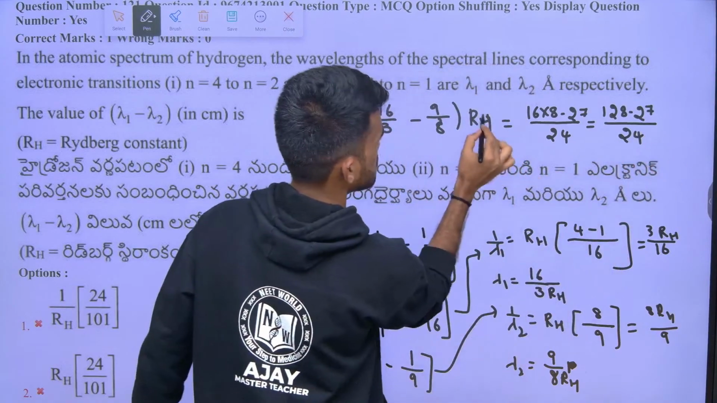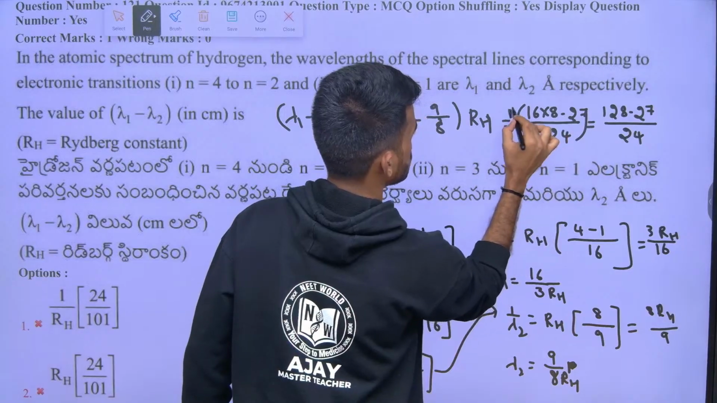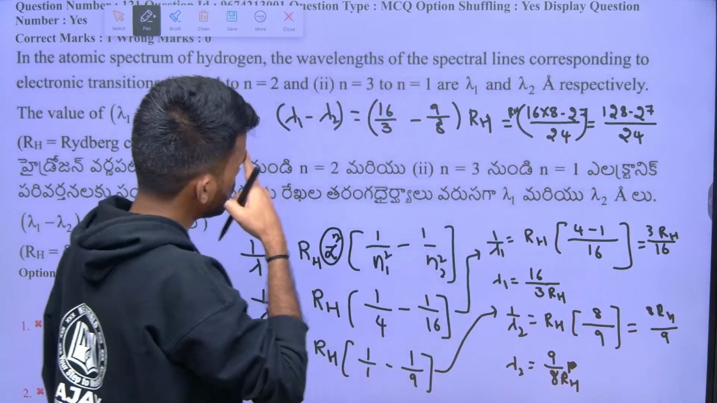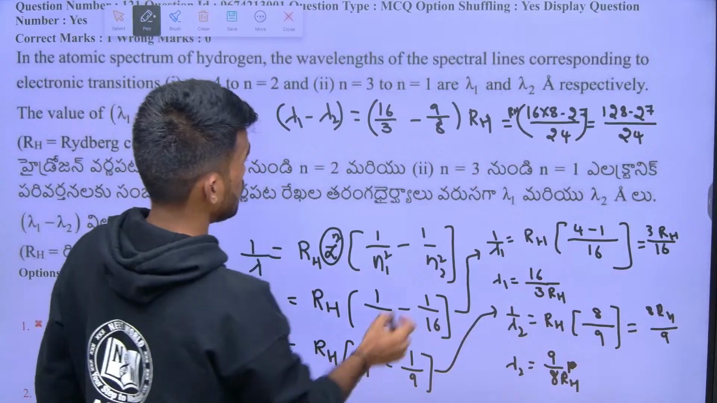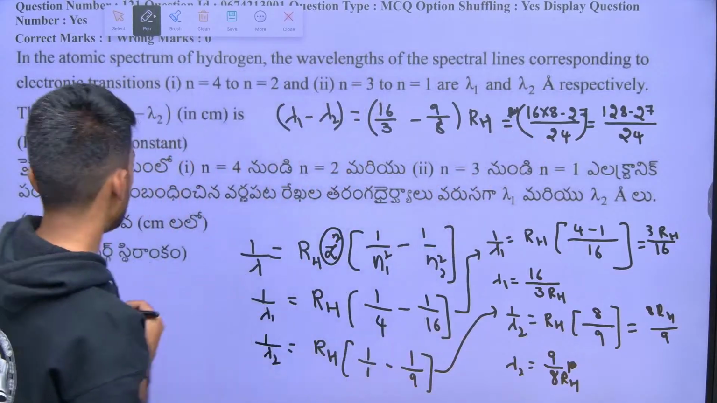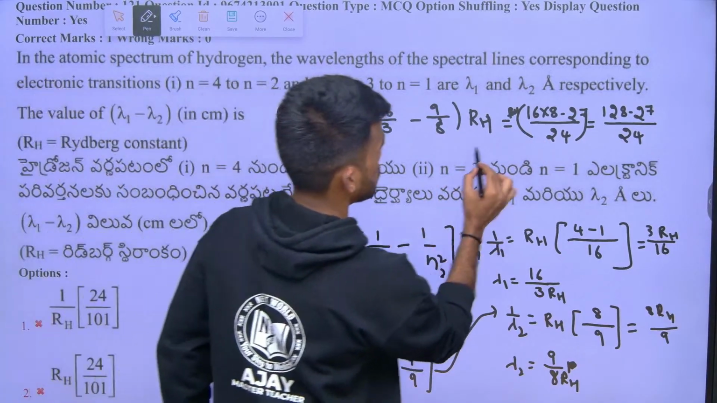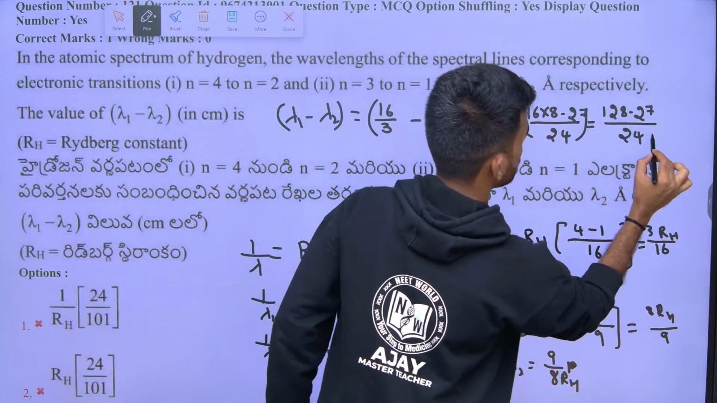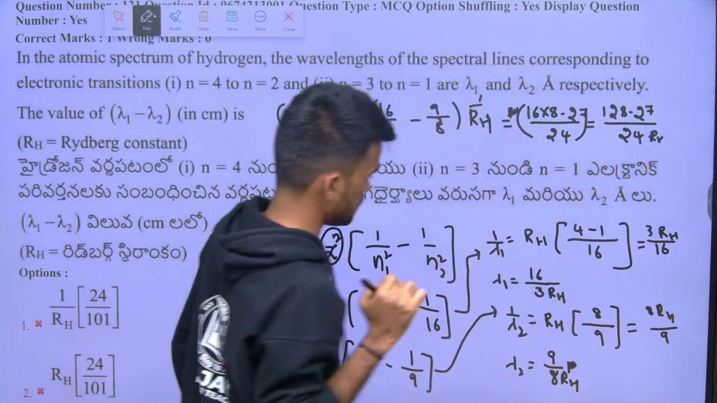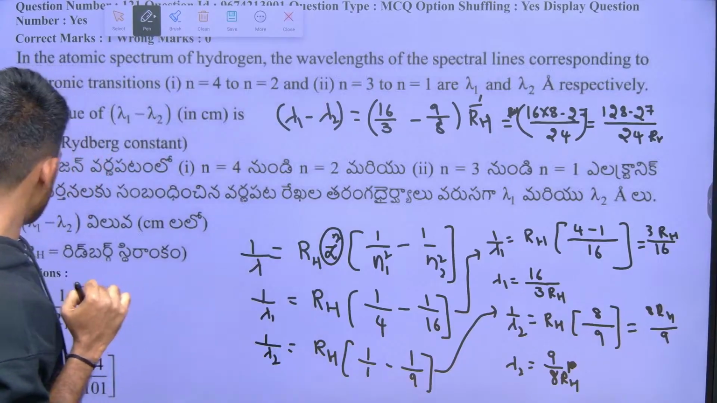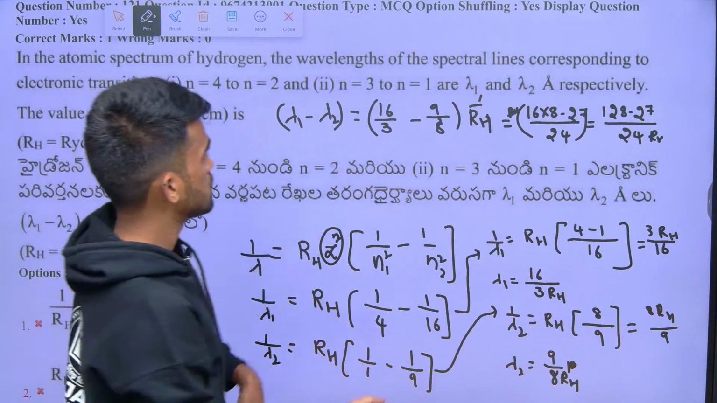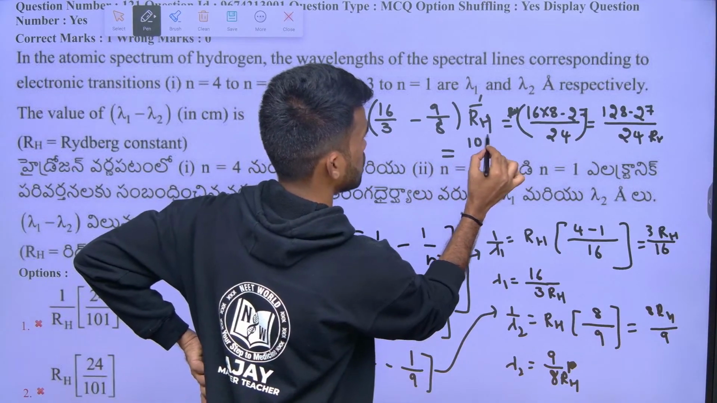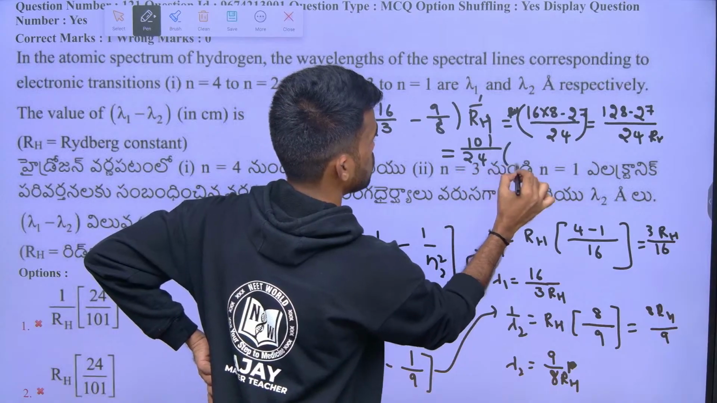Okay, so what is common here? RH is common, so I am writing RH here. This RH is in the denominator, so we will write RH here, like this. So from this what we can get? From this we are getting 101 by 24 into 1 by RH.